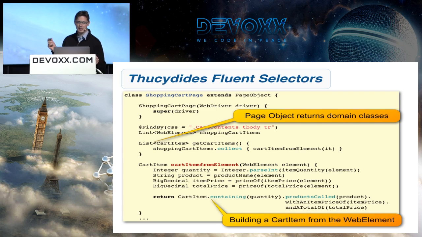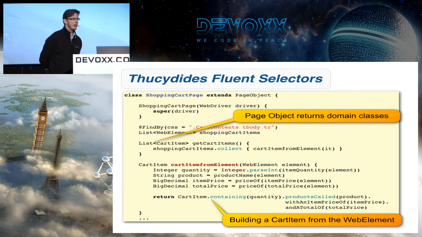With Thucydides, you can make it a little bit more fluent. So rather than saying, as before, cart item find element by class name, with Thucydides, you can do a bit of a shortcut. You say element cart item find by, so you give it a CSS selector or an XPath expression, and it will go and look up the CSS selector or XPath expression within that element. Or if you can't be bothered writing element, then you just use $ and it'll do the same thing. So you can do the same thing as in Webdriver, it's just a little bit more concise.